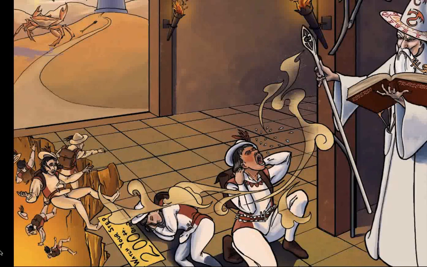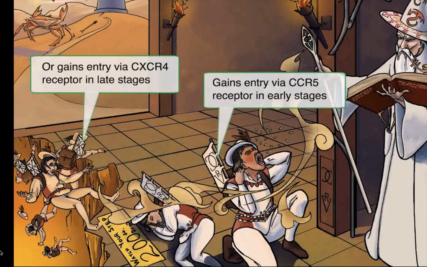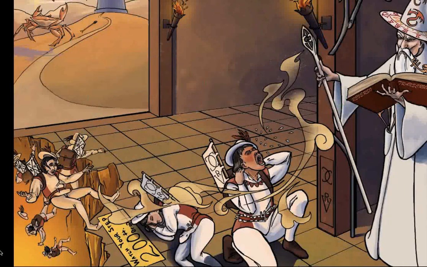So to remember which receptors on the CD4 positive T cells that the virus uses, we're going to add in these banners on the backs of the squires with either this fancy CCR5 or CXCR4 logo on them. See this CCR Roman numeral 5? Notice also how the CCR5 squires are closer to the wizard. This is because in the early stages of HIV infection, the virus uses CCR5 for viral entry, and in later stages, it uses CXCR4. Alright, on to diagnosis and treatment.